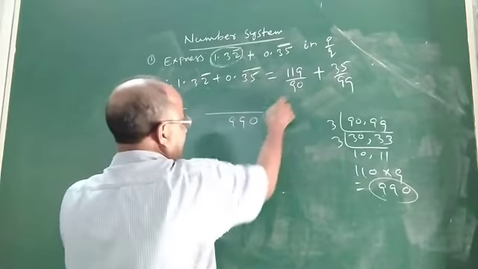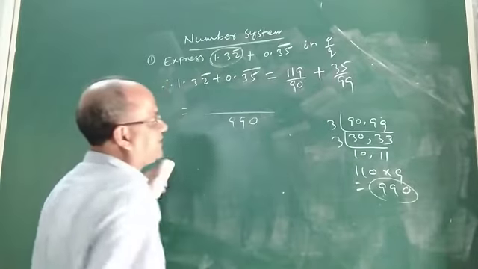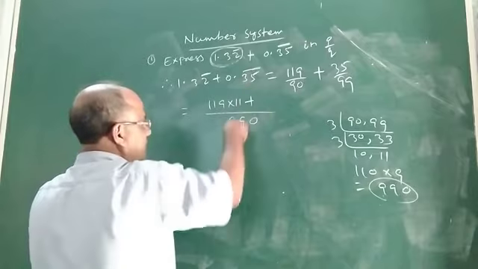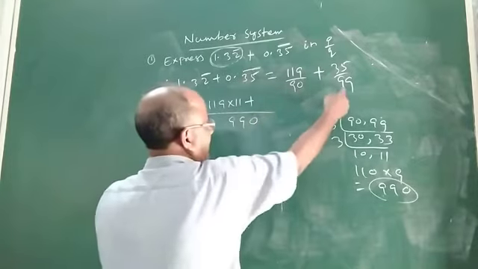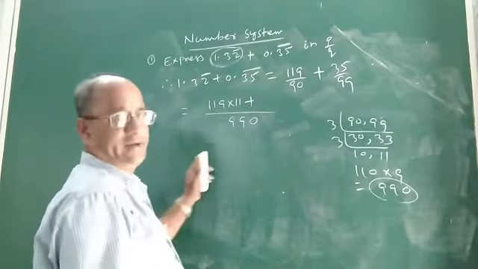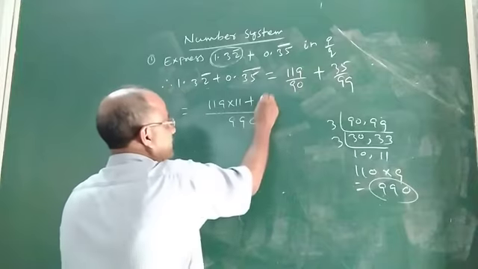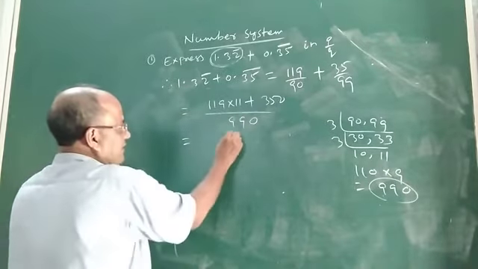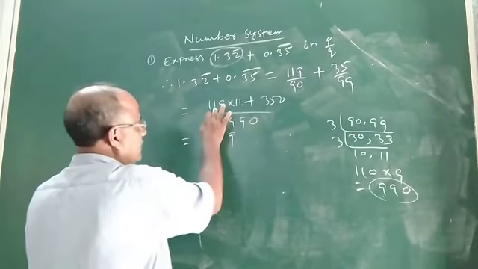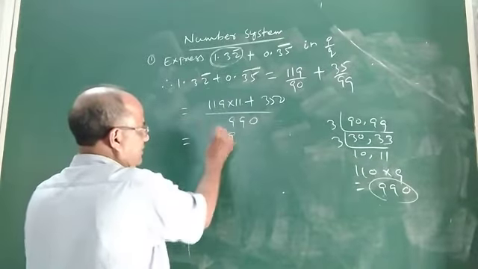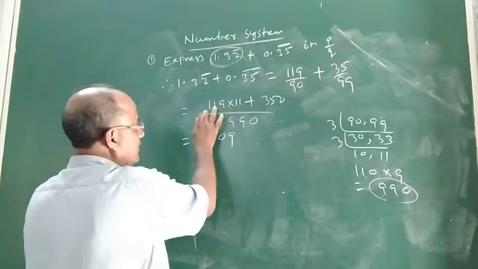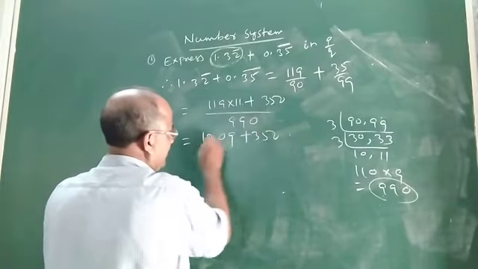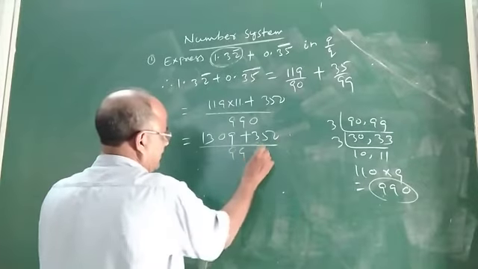990 divided by 90, the zeros cancel, 99 by 9 is 11. So 119 into 11 plus 990 divided by 90, 99, it will be 10. 35 into 10 is 350. So 11 9 is 99, carry 9, 11 1 is 11 plus 9, 20, carry 2, 11 1 is 11. It is 1309 plus 350 divided by 990.